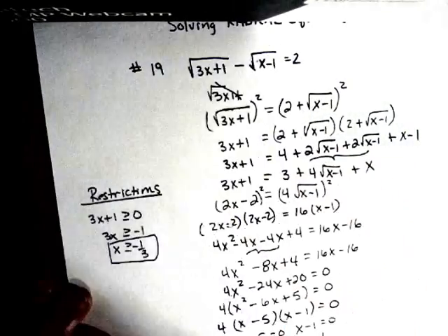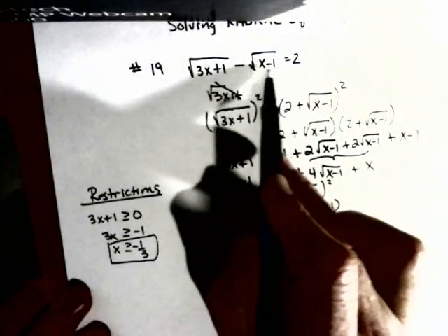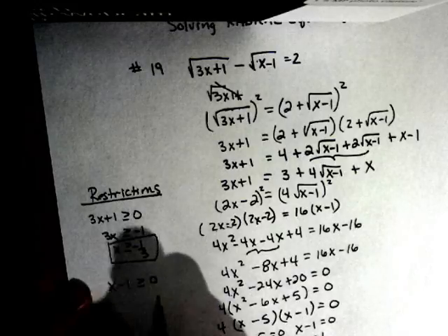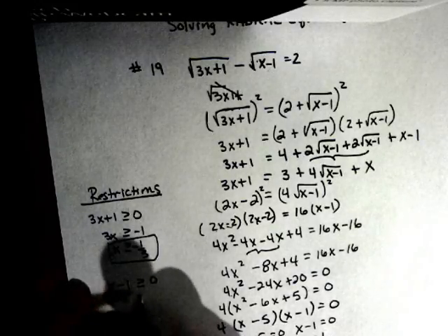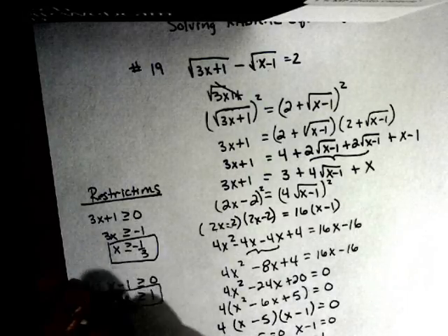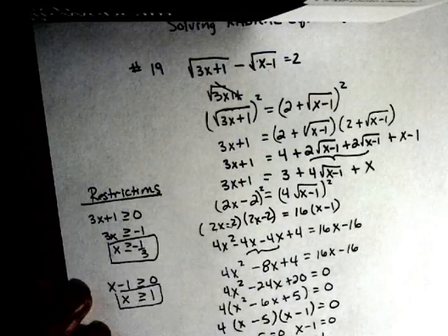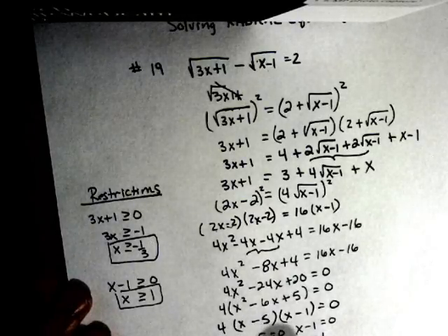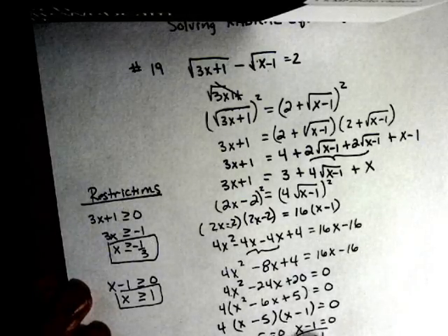And then our second restriction comes from the x minus 1 radical up here. X minus 1 also has to be greater than or equal to 0. So x has to be greater than or equal to 1. Since 5 meets both of those restrictions and 1 meets both of these restrictions, these are both solutions to our problem.